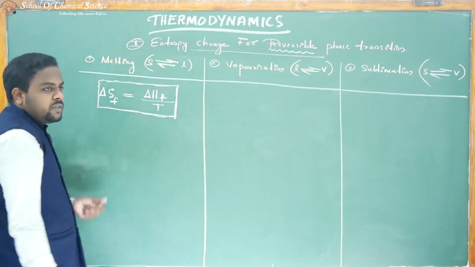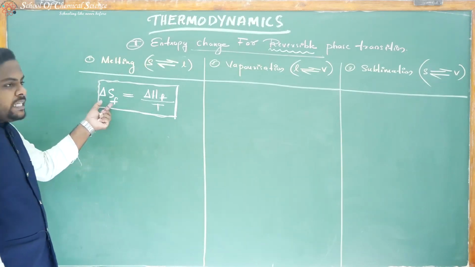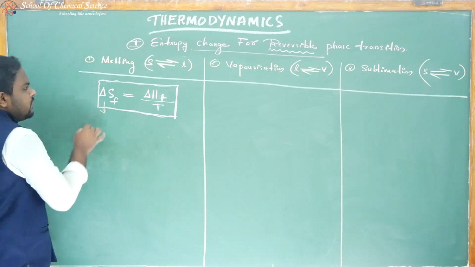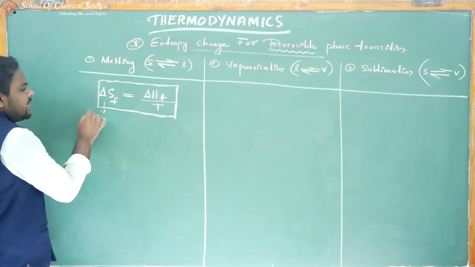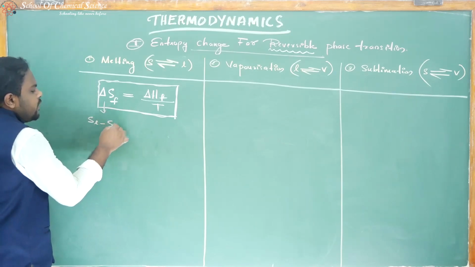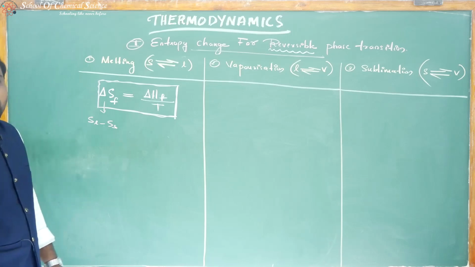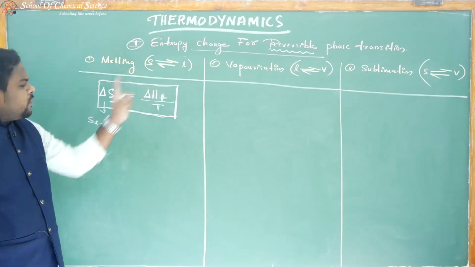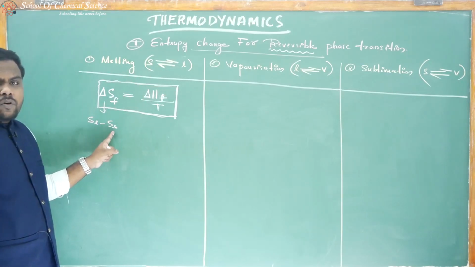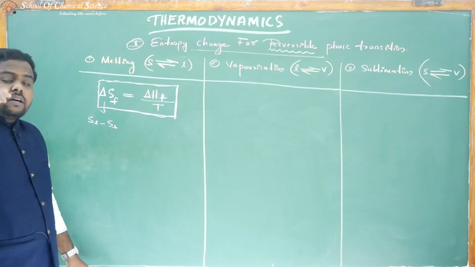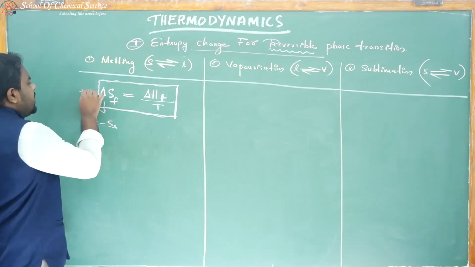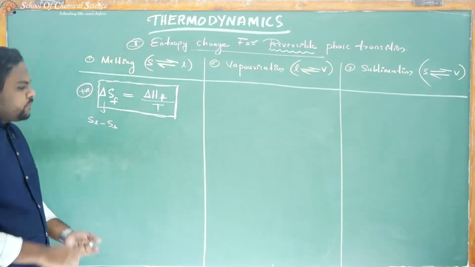My question: is this entropy change positive or negative? What is delta S? Final entropy minus initial entropy. That is entropy of liquid minus entropy of solid. Final entropy is the entropy of liquid, initial entropy is the entropy of solid. You know the order of entropy: gas has the highest entropy, then liquid, then solid. So definitely this is positive. Here the entropy change is positive.